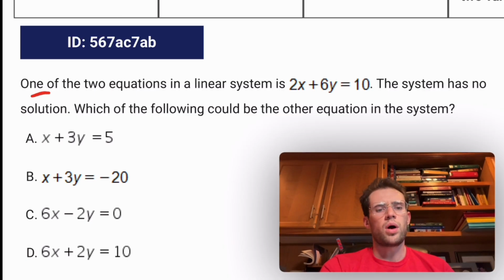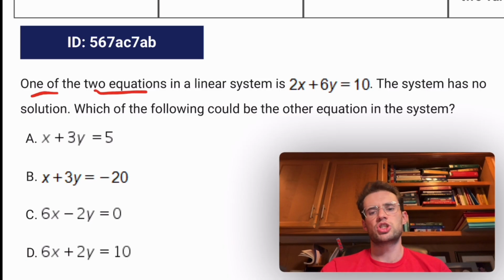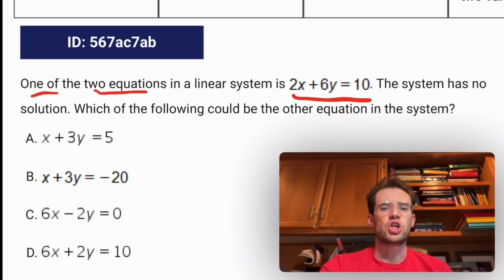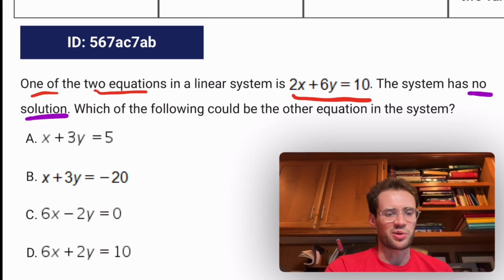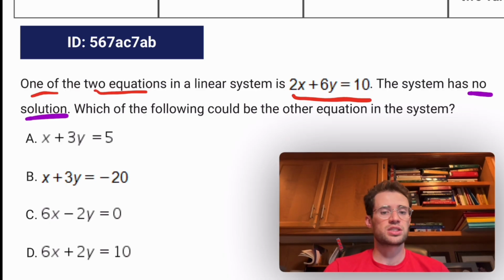All right, here we have one of two equations in a linear system is 2x plus 6y equals 10. So here's one of the equations. The system has no solution. Another no solution question, which means it's going to be two parallel lines. Which of the following could be the other equation in the system?